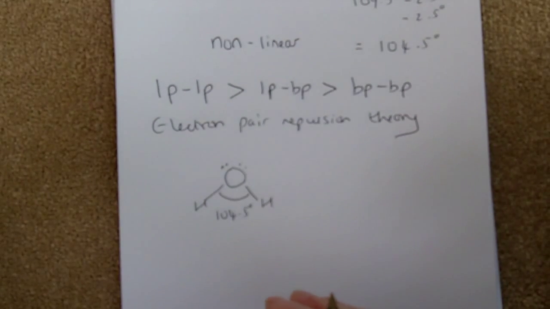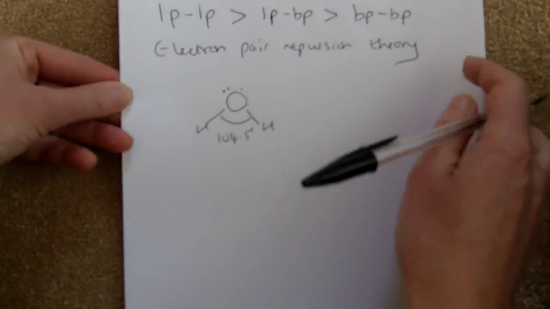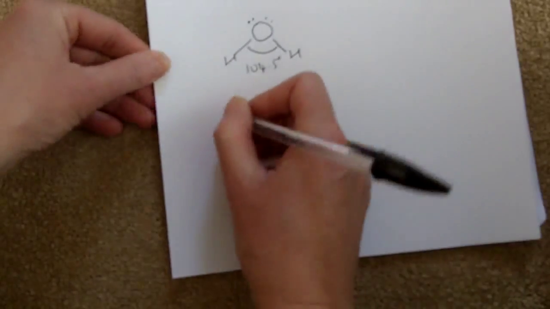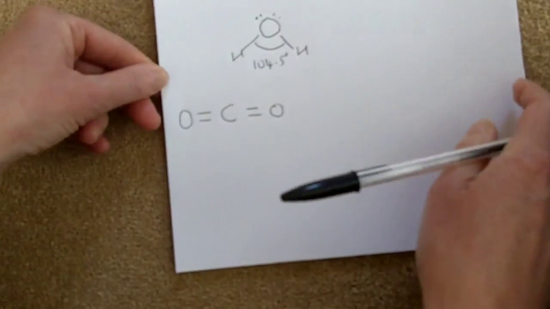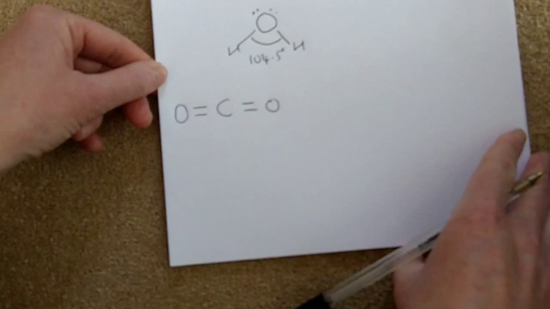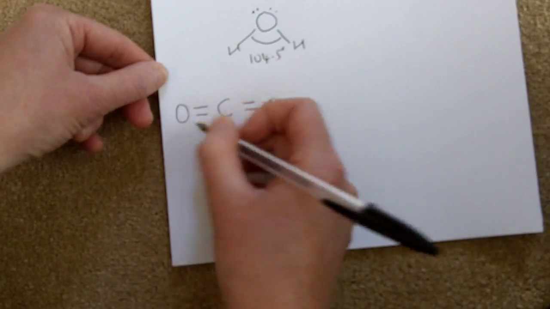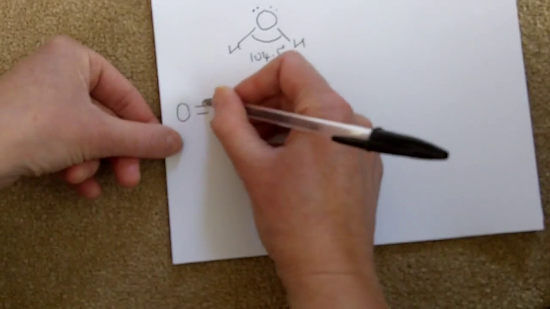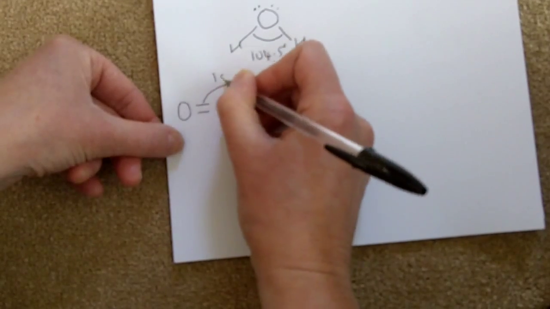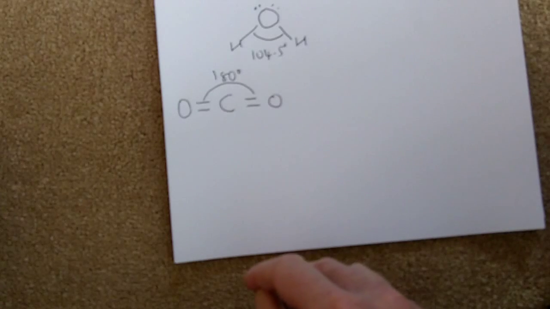Okay, the other shape, the one I've missed out, is the linear shape. A good example of linear is CO2. Okay, even though it is 4 bond pairs, it's a double bond, so it's going in the same direction. So it's like it's only 2 bond pairs, and that has a bond angle between the bonds of 180 degrees.